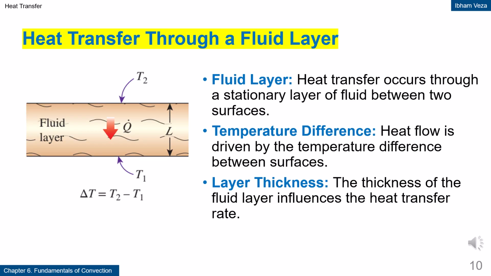Heat transfer through a fluid layer. Heat transfer through a stationary fluid layer can be analyzed similarly to conduction through a homogeneous medium. The temperature difference between the two surfaces becomes the main driving force for heat flow. The thickness of the fluid layer determines the magnitude of the thermal resistance. The thicker the layer, the smaller the heat transfer rate for the same temperature difference. This model helps bridge the understanding between pure conduction and convection.